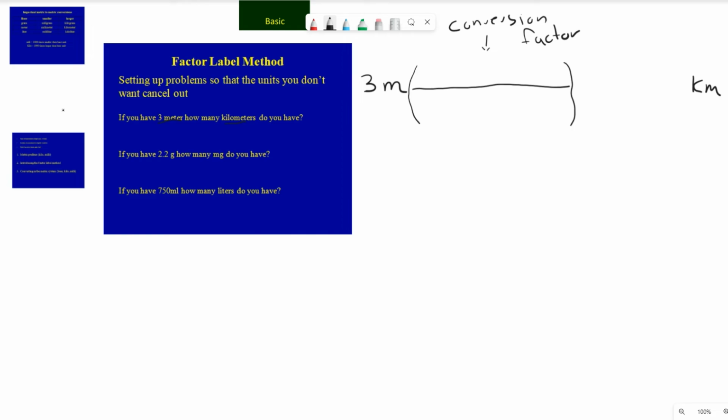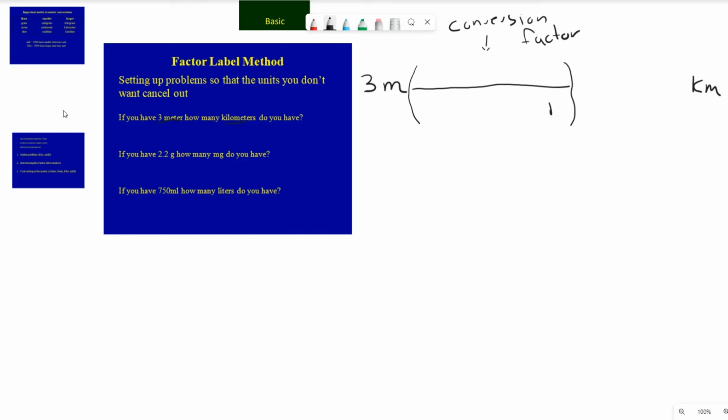You say, well, I don't know where the 1,000 goes. Does it go on top and does the 1 go on the bottom? Don't worry about any of that yet. Students tend to try to write numbers in here too fast. Don't write the numbers in. Put the units in first. You always want to have the unit that you want to have cancel out. And the unit that you want to have cancel out is the unit you're starting with because you want to get rid of the meters and turn it into kilometers.